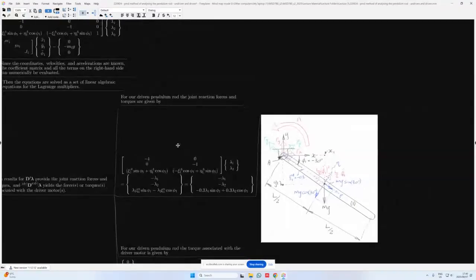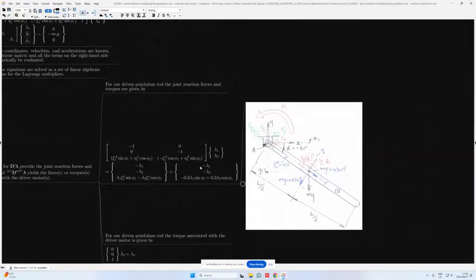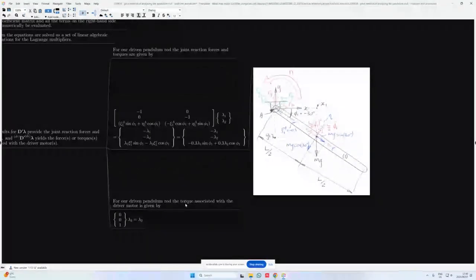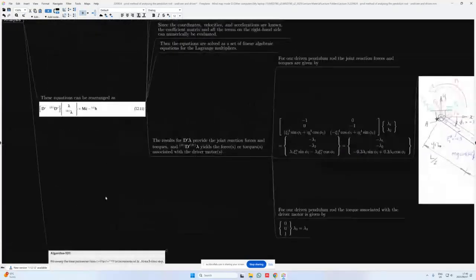For our pendulum rod, the joint reaction forces and torques are given in this form over here. And for our driven pendulum rod, the torque associated with the driver motor is simply stipulated in this form over here. So since we have a rotational driver motor, we expect there to be some sort of a Lagrange torque that's going to form, and that's why we have a 0, 0, 1 vector over here, which is multiplied by the actual Lagrange multiplier value of lambda 3.